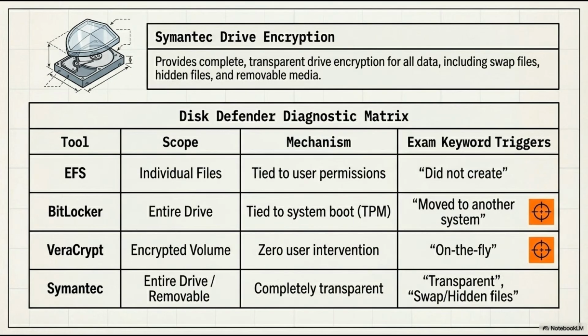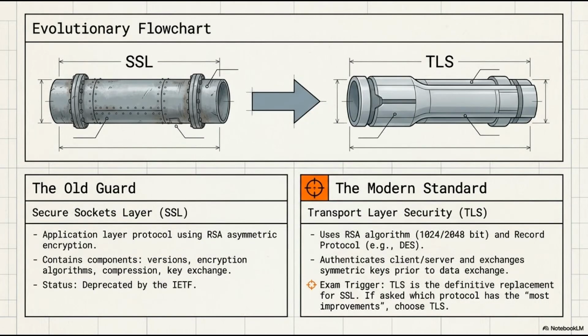Shifting gears from disks to emails, we are now on slide 8, evolutionary flowchart, SSL to TLS. We are leaving data at rest behind. Yeah, we're back in the armored truck. So this slide contrasts the old guard versus the modern standard. Yeah. And the flowchart visual is really evocative. We've got an old, riveted, rusty pipe labeled SSL morphing into a sleek, modern, high-tech conduit labeled TLS.